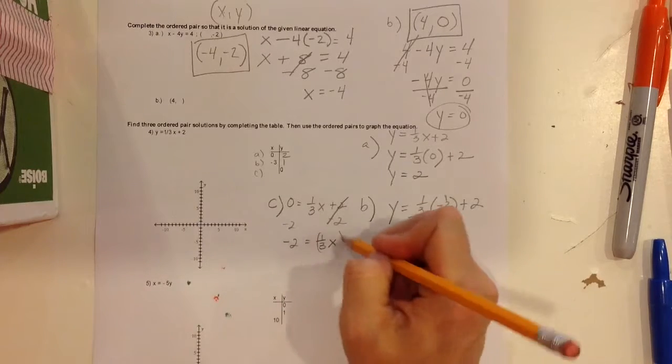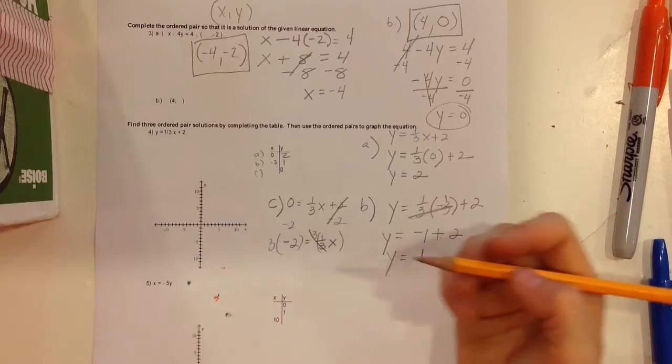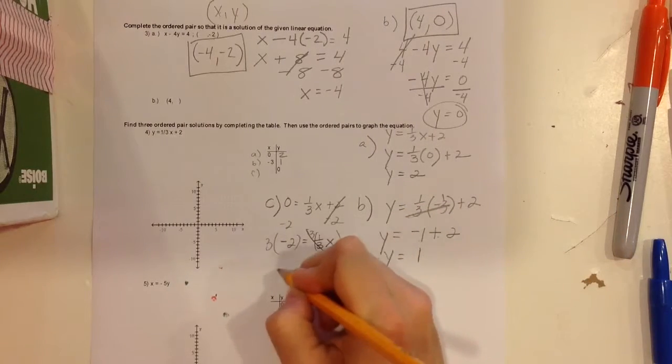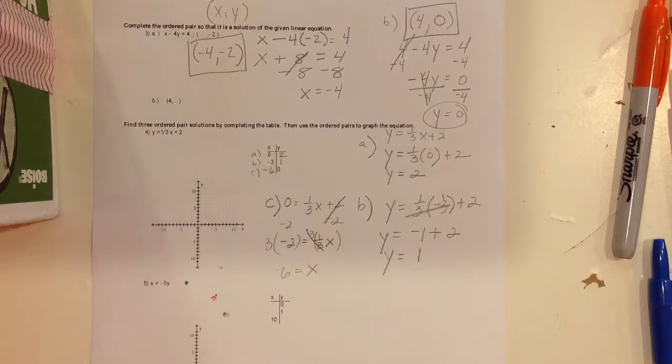Remember, to get rid of fractions, you can multiply by the denominator. And that cancels the 3 out. So I have x equals -6. So to complete that ordered pair, I put a -6 in its place.